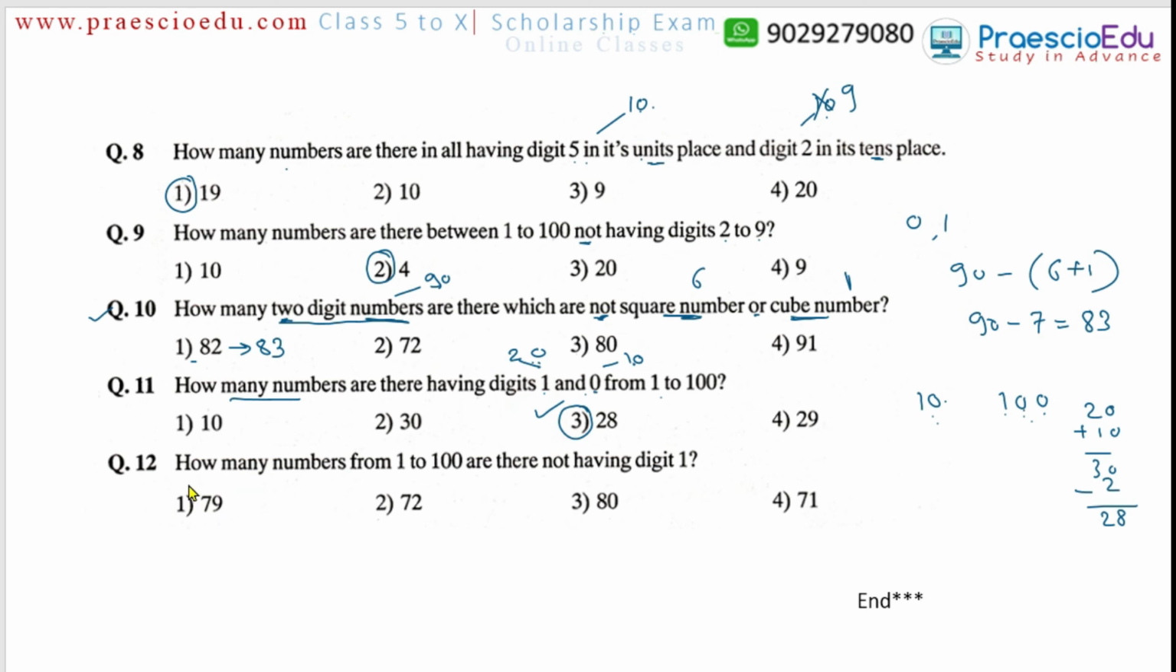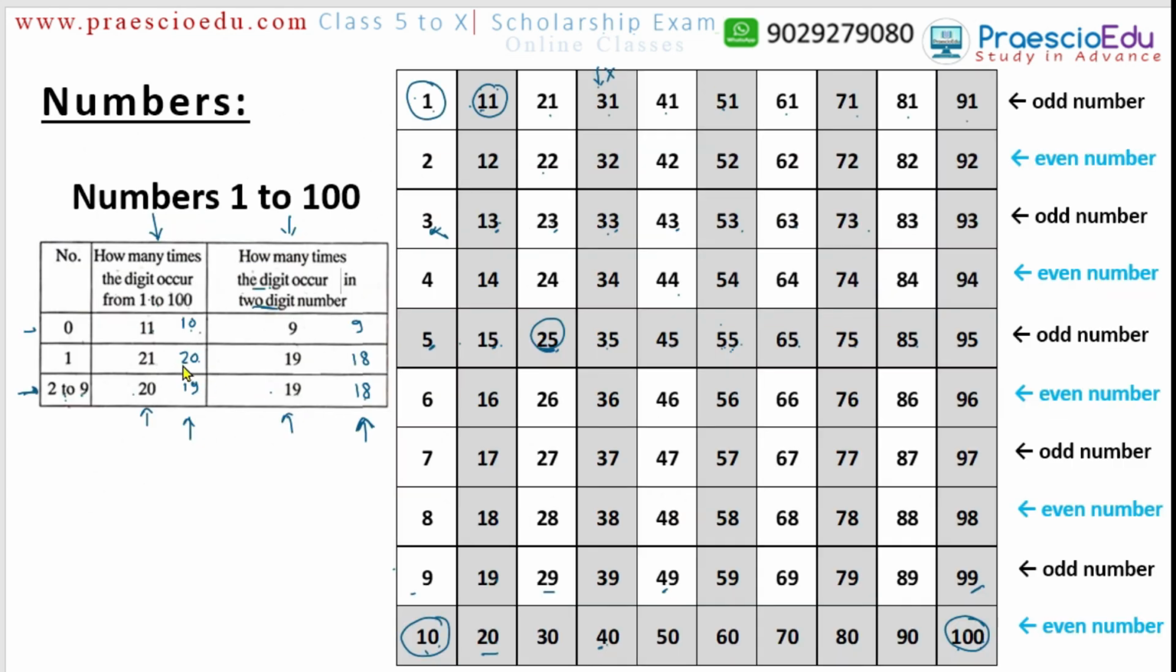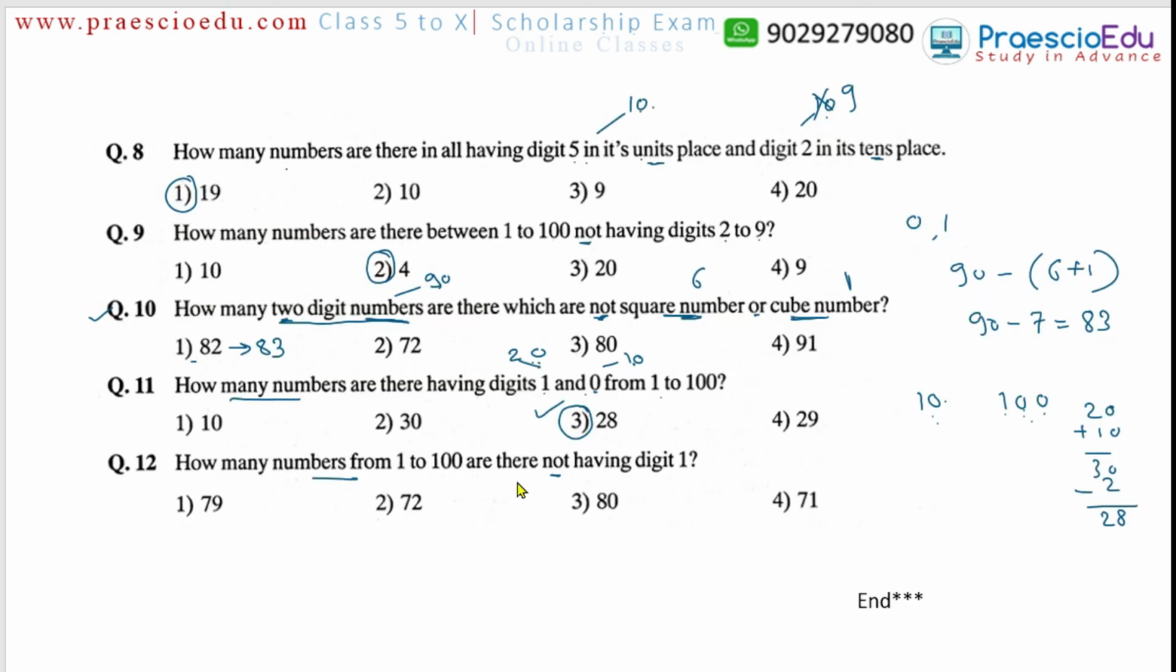Now question number 12, how many numbers from 1 to 100 do not have the digit 1? Numbers we have to count. So if you see, the number counting for digit 1 from 1 to 100 is 20. So 100 minus this 20 comes 80. So not having the digit 1 means how many? So 80 are there. So option number 3 is the correct one. Thank you.